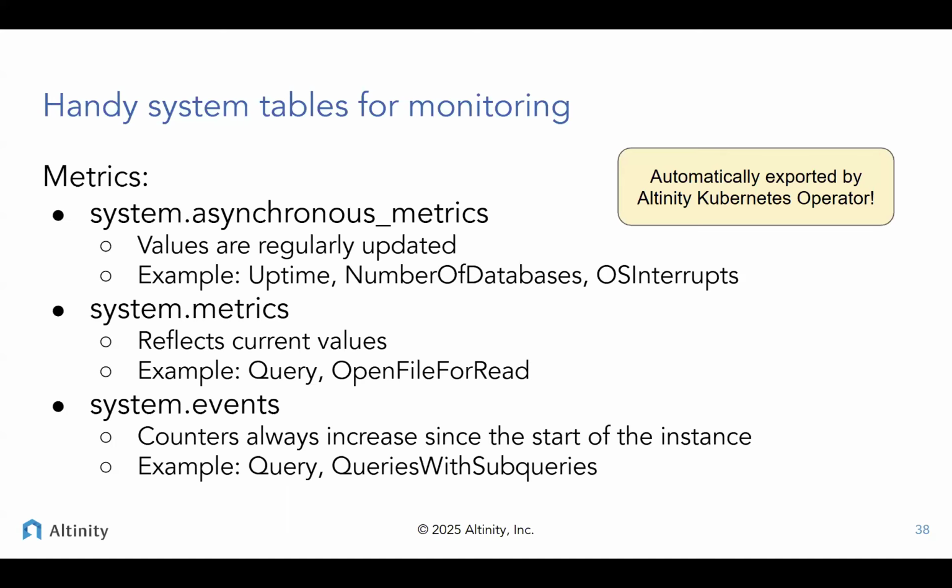Then you have the asynchronous metrics, which are current values, updated in the background. The Kubernetes operator exports these. I don't know if it does metrics, but it does async metrics and events. These are automatically exported so that you can scrape them into Prometheus. It uses the Prometheus export format, and that's the standard way, particularly in Kubernetes, but also outside, of collecting these metrics and then making them available to Grafana, which is kind of the default and the most popular way to build your monitoring dashboards.